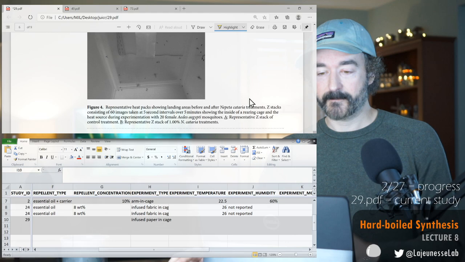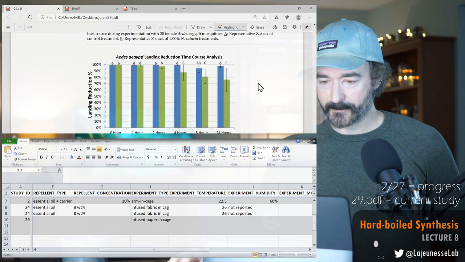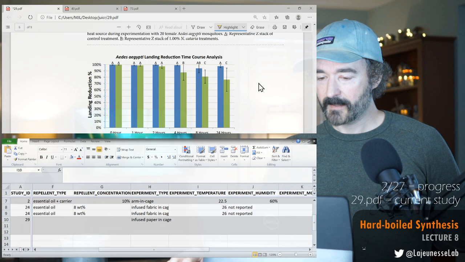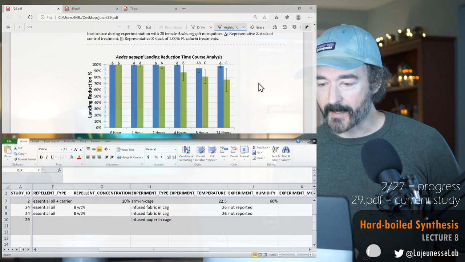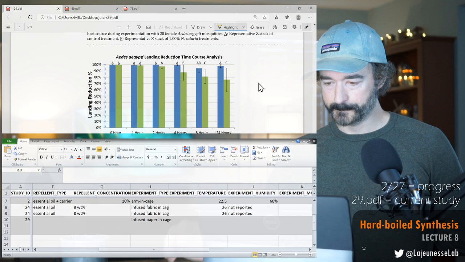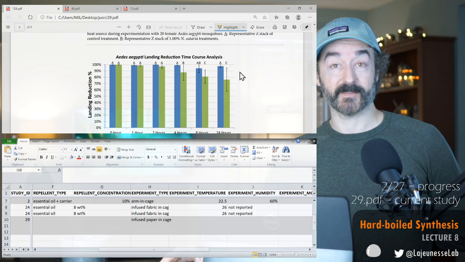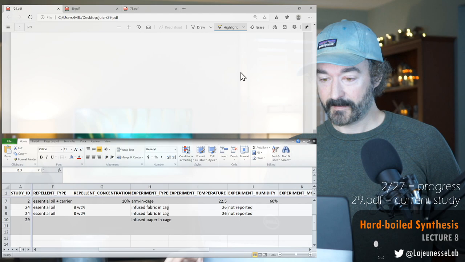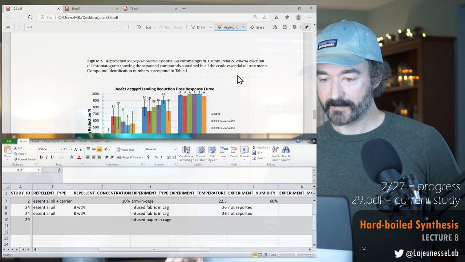Okay, so here we got some more results, which may be more interesting. Landing reduction time course analysis. Okay, so now they actually measure things for a longer amount of time, which is better. Crude CR9, I need to figure out what the crude CR9 is. And then I think I'll be extracting the data from this one because it makes more sense.